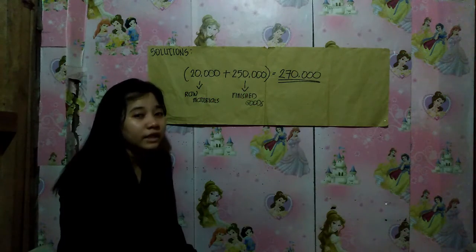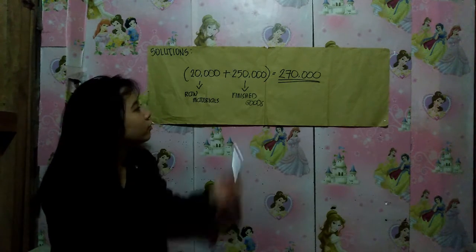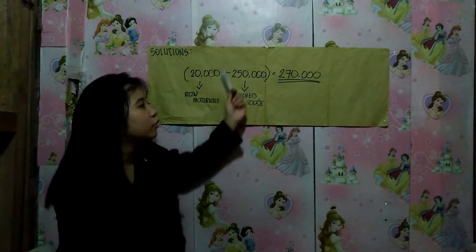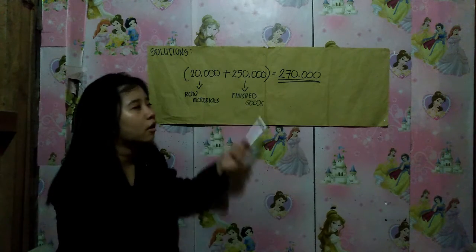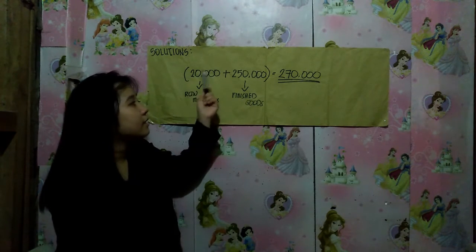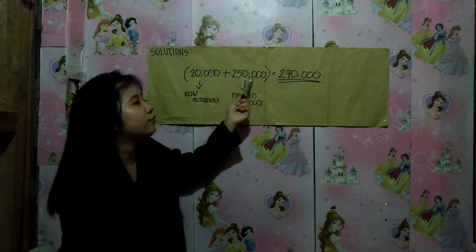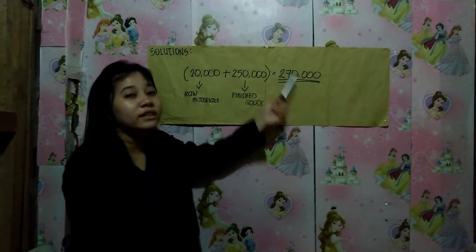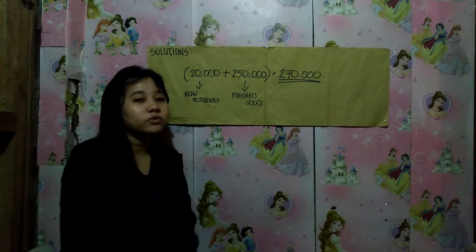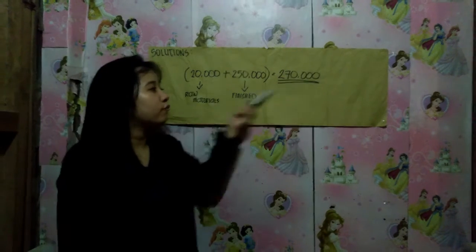Solve number 14 problem. First, we have 20,000 for the raw materials and 250,000 for the finished goods cost. So, just add 20,000 and 250,000, and the result is 270,000. Disregard the 18,000 estimated net realizable value and the net realizable value of the finished goods, 280,000. So that is how to solve for the total inventory on December 31, 20x1.